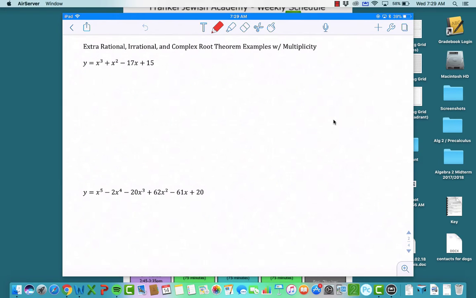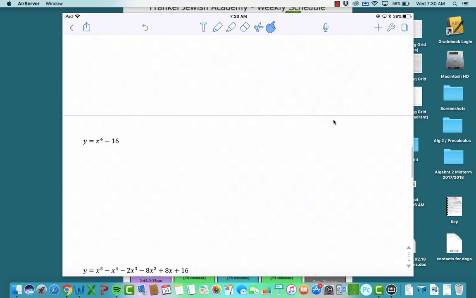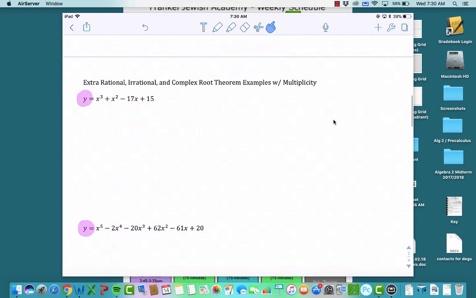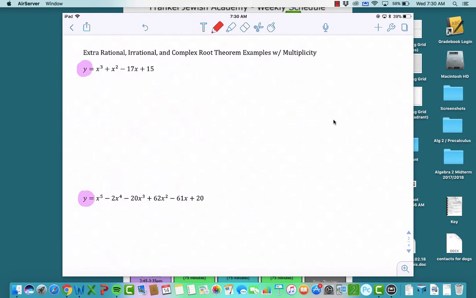Okay, so in this video we're going to do extra examples of the rational root theorem as well as some factoring as it comes up. Again, I'm going to do the highlighted problems for practice. So I'm going to do this one, I will do this one, and I will do this one. And then the other two you will do as extra practice on your own. You can find this worksheet on Schoology. So let's get started.